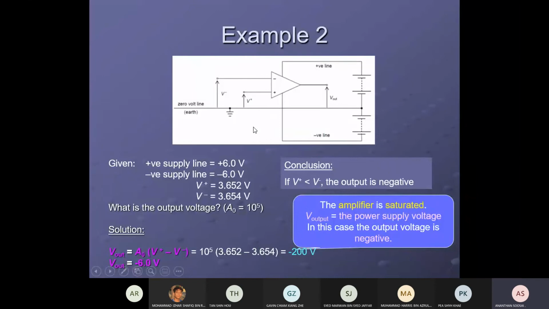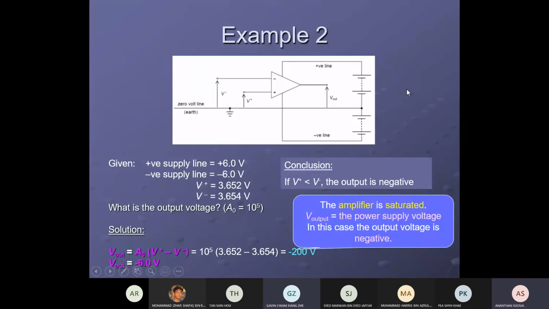Okay, another example. In this case, negative was bigger than positive. Negative was 3.654, positive is 3.652. Now the power supply is only +6, -6. So with these two inputs in the formula, the output is found to be -200 volt. The op-amp instructs -200 volt, but saturation happens. The supply can only give -6, so the output will be -6.